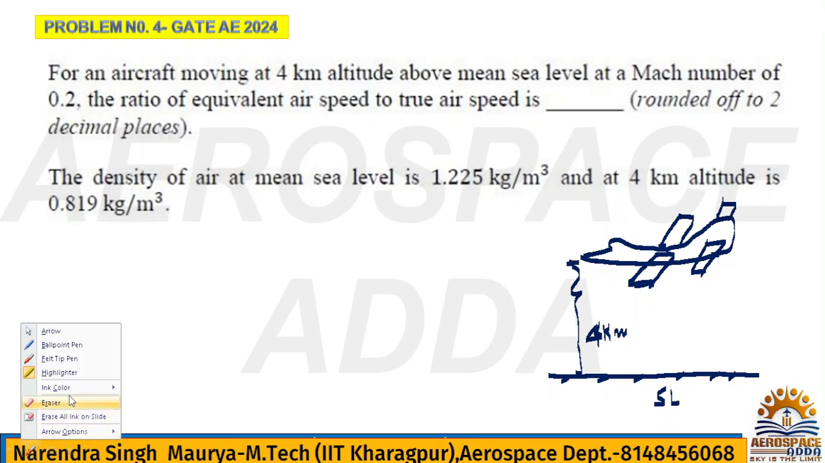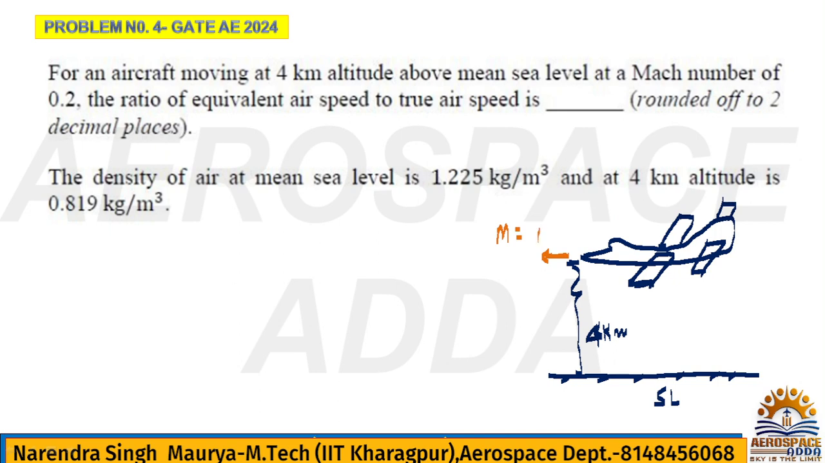Now check the problem here. What given data, based on that we have to solve. This aircraft is flying with Mach 0.2, and here where the aircraft is flying at 4 km, they have given the density as 0.819 kg per meter cube. Secondly, the sea level density we have is 1.225 kg per meter cube.